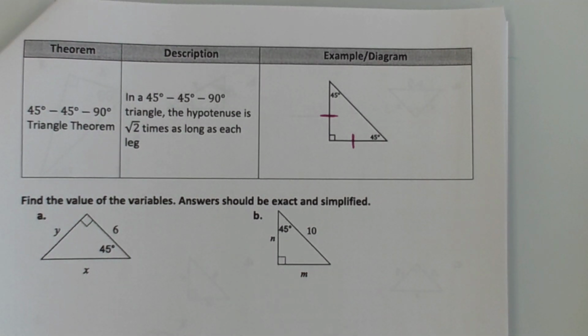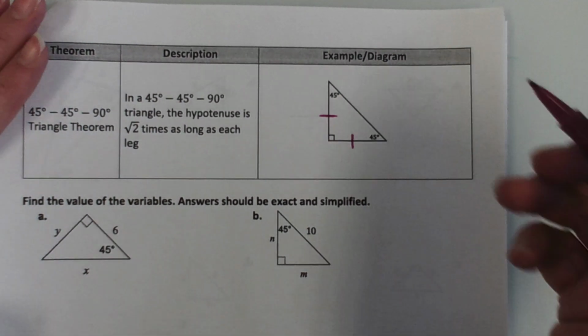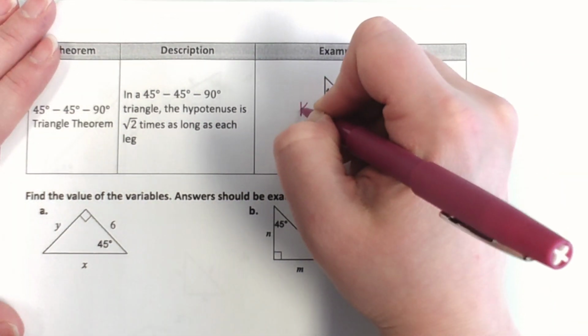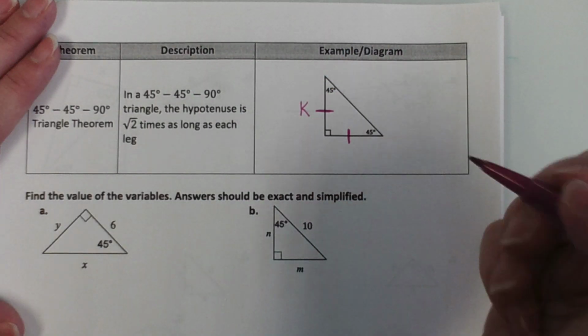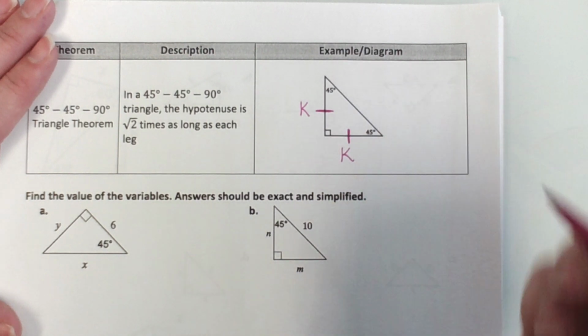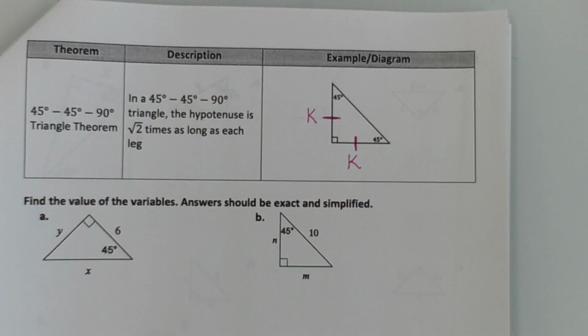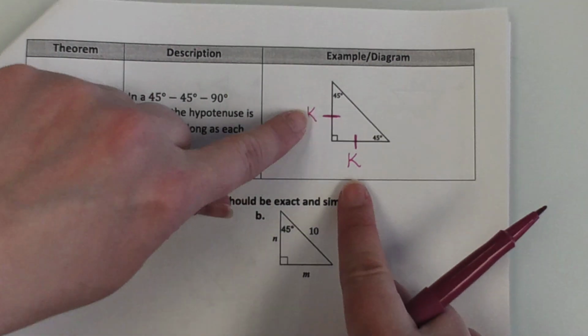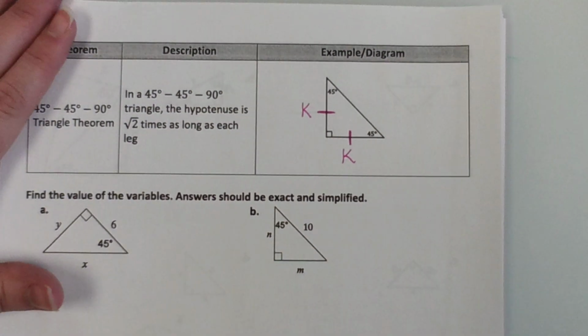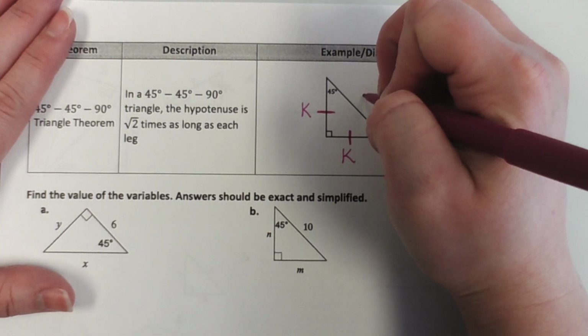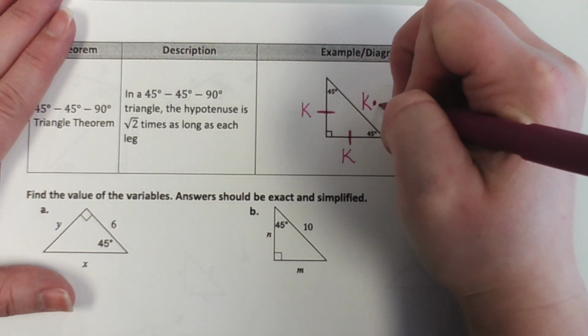And with knowing that, one of the things I can do is call one of them a variable, and the other one would be the exact same variable. I'm choosing k. There's a reason I choose k and not x or n. If you use x or n, it's not the end of the world. Just trust me, there's a reason. If these are both k, and this is a 45-45-90 triangle, that means the hypotenuse is k times the square root of 2.